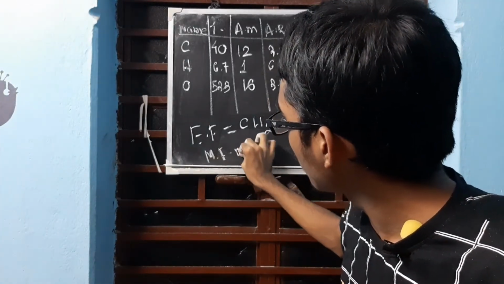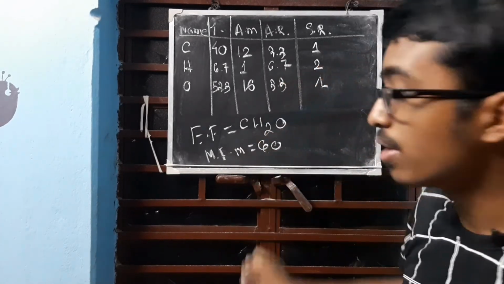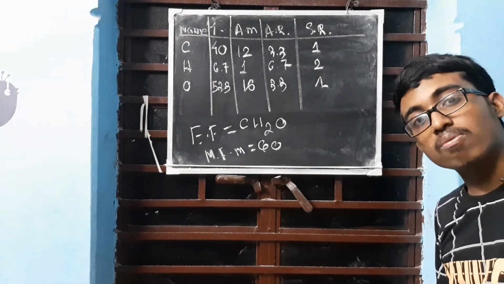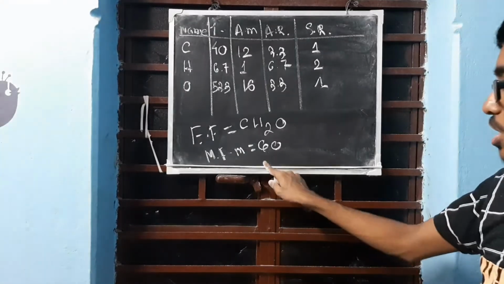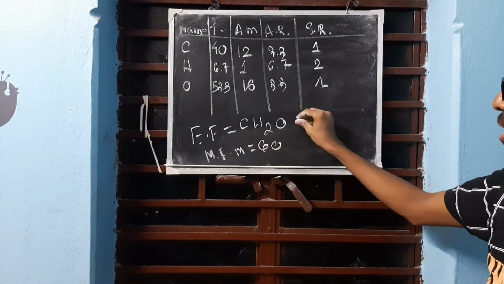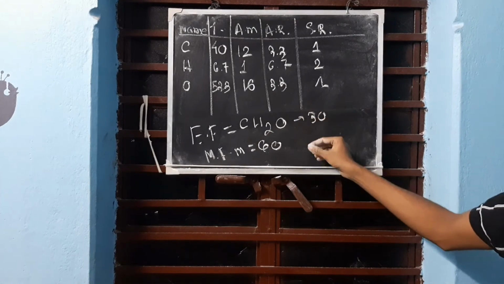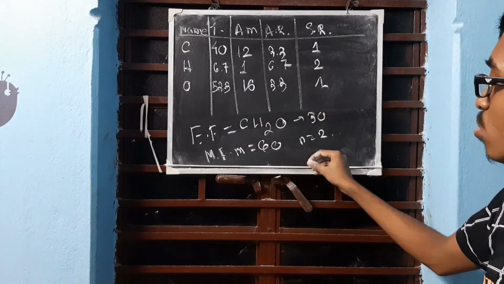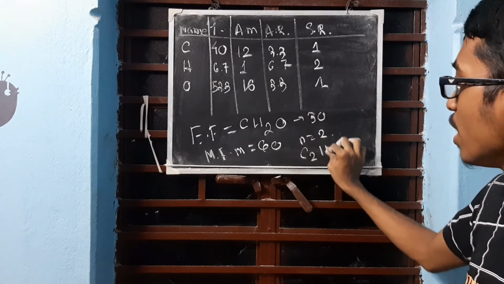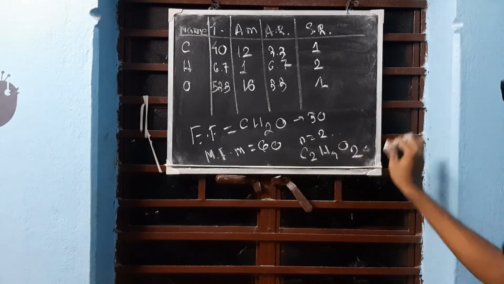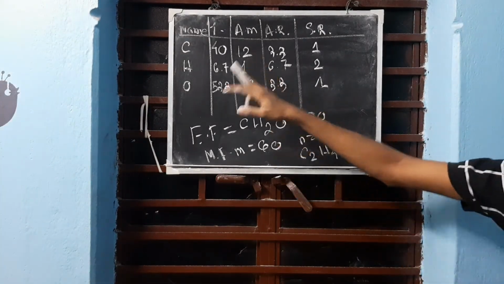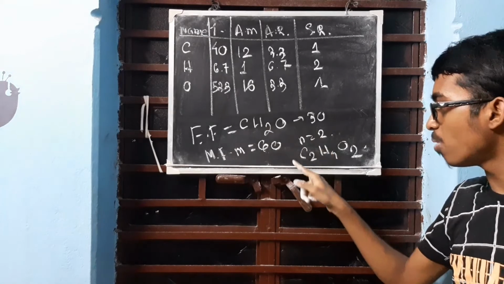If molecular formula mass was not given, you could not have found it out. Molecular formula mass will be given in the question if molecular formula is asked. So this is 60. How much is this? 30. So what is the value of N? 2. So what will you do? Multiply this with 2. So what will it come? C2H4O2. Clear? CH2O is the empirical formula and C2H4O2 is the molecular formula.